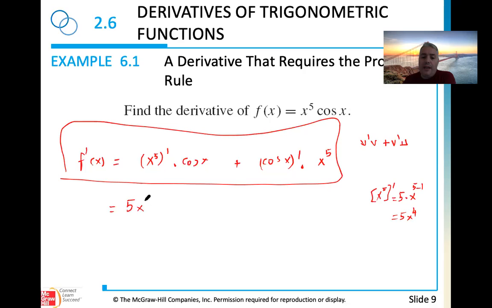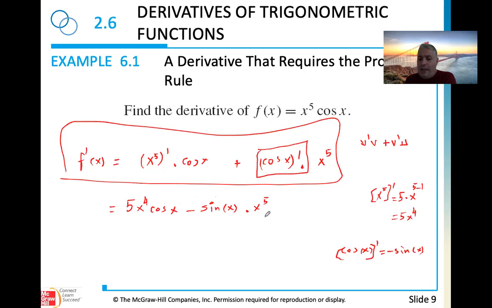5 times x to the 4 cosine of x. Now, Aya, what is the derivative of cosine of x? I just told you to memorize this. It is sine of x, but negative. So let us write: the derivative of cosine of x is negative sine of x. Let us memorize this. Okay? And then the derivative of cosine of x, negative sine of x, times x to the 5. This is okay, it's finished.